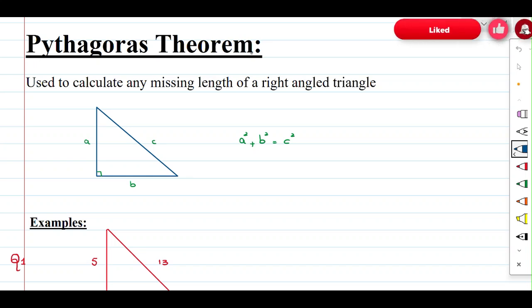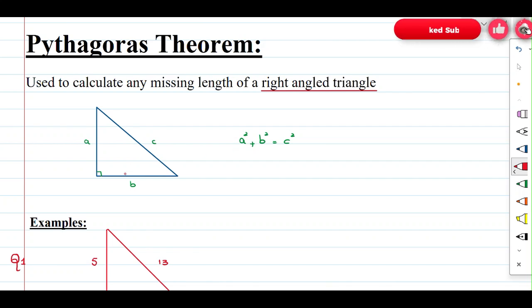Pythagoras theorem. Pythagoras theorem is used to calculate any missing length of a right angle triangle. So keep that in mind that the Pythagoras theorem is only valid for the right angle triangle, right? When the triangle is a right angle triangle, then we can use the Pythagoras theorem to find any missing length, right? Okay, so we know that this shape looks like a right angle triangle when one angle is a right angle.